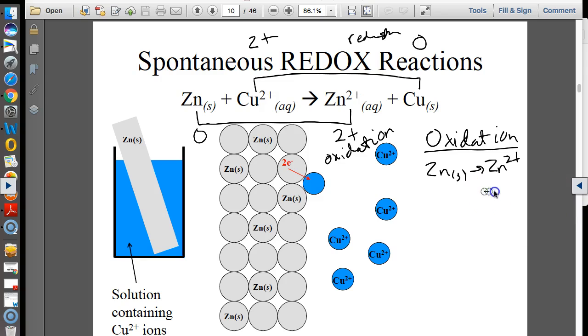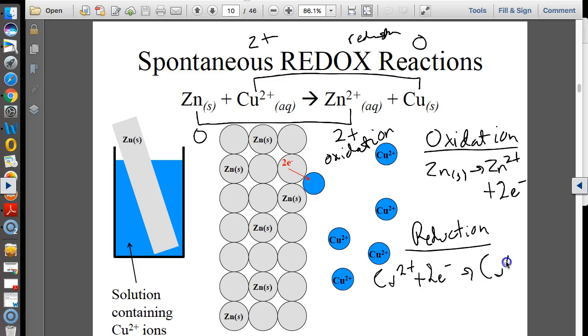So anyway, zinc plus 2 electrons. I ran out of room. I would have liked to have continued writing it off to the side. And then the reduction half reaction: copper 2+ plus 2 electrons gives me copper as a solid. So those are my 2 half reactions. Because the electrons are the same in the reduction and oxidation, I don't need to do anything as far as multiplying one of them. And then when you add them back together, you do get the same overall reaction.